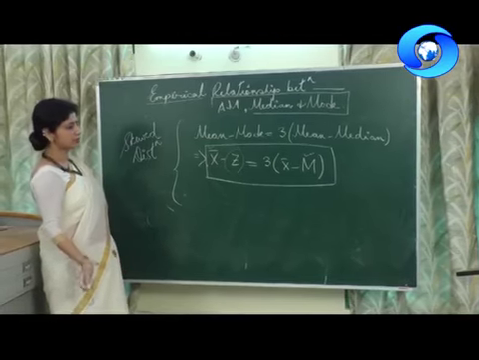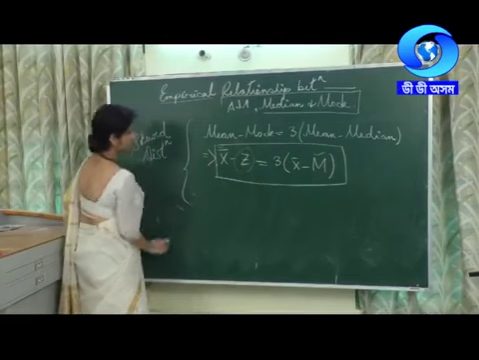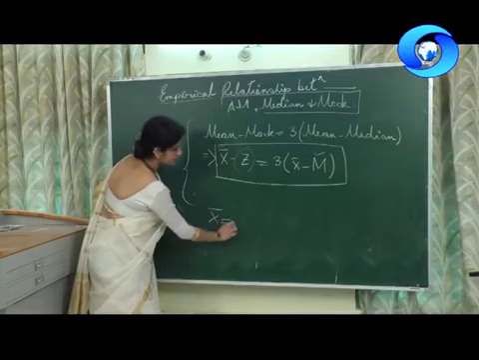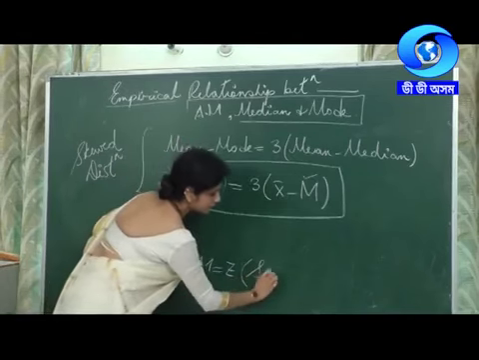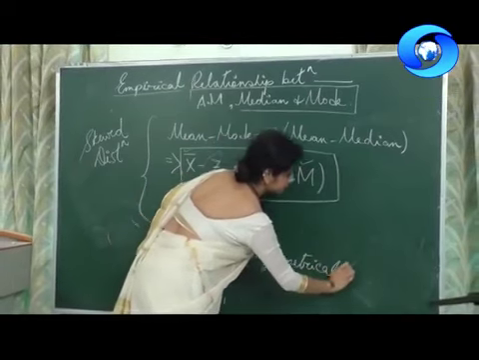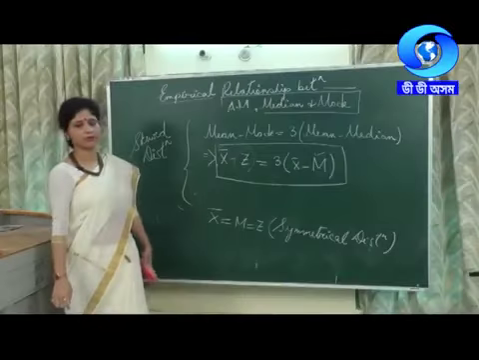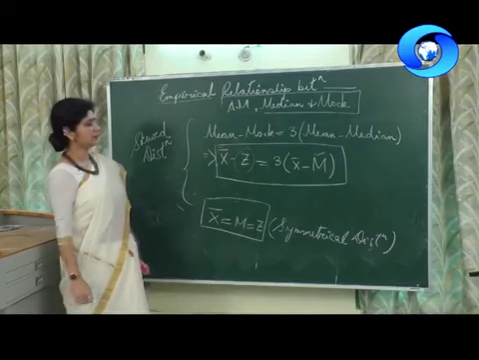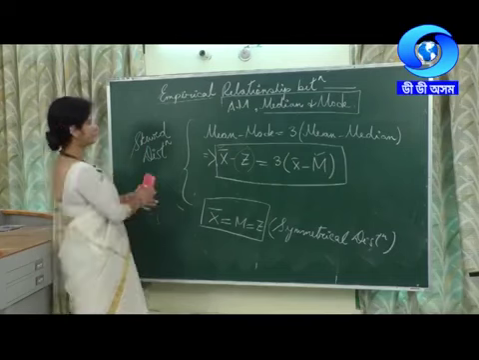And I have already told you that for a symmetrical distribution, the relationship is x bar is equal to median is equal to mode. This is for a symmetrical distribution. All right. So please try to remember this formula because it will be used while doing sums later on.